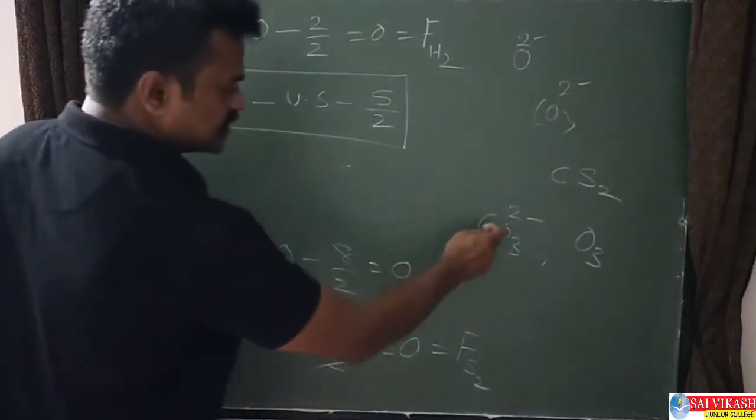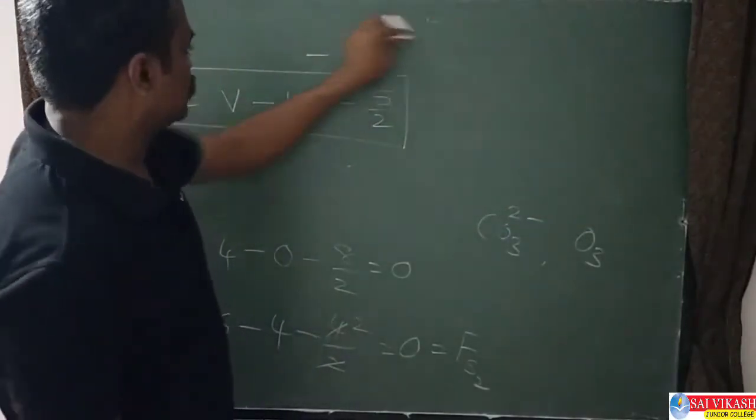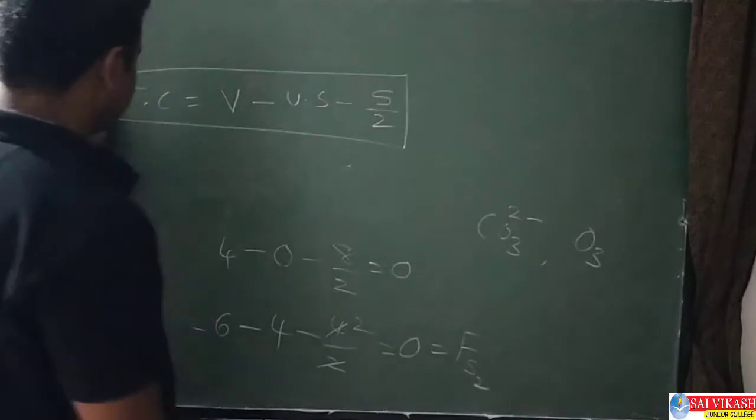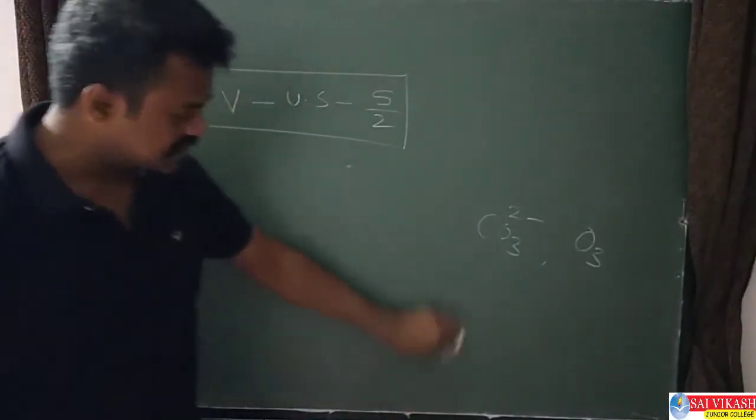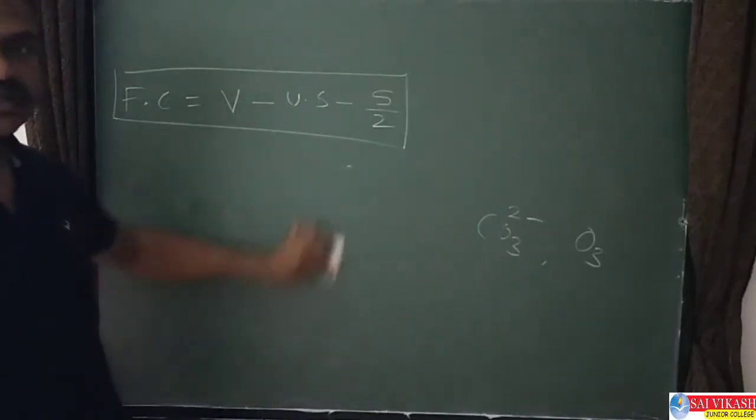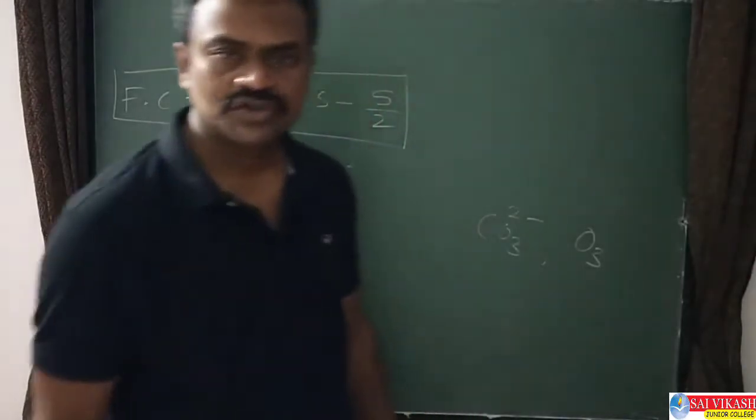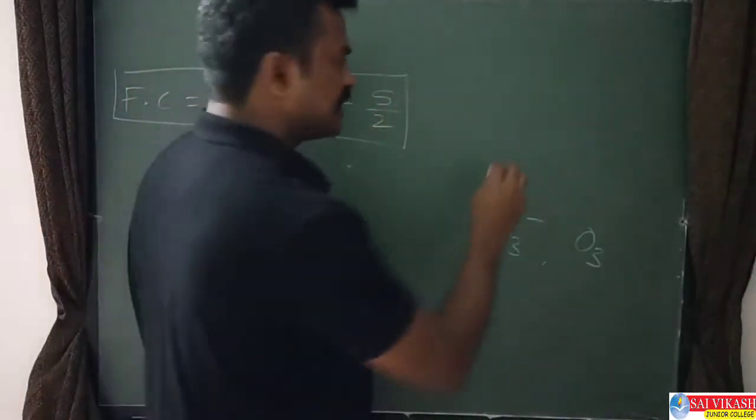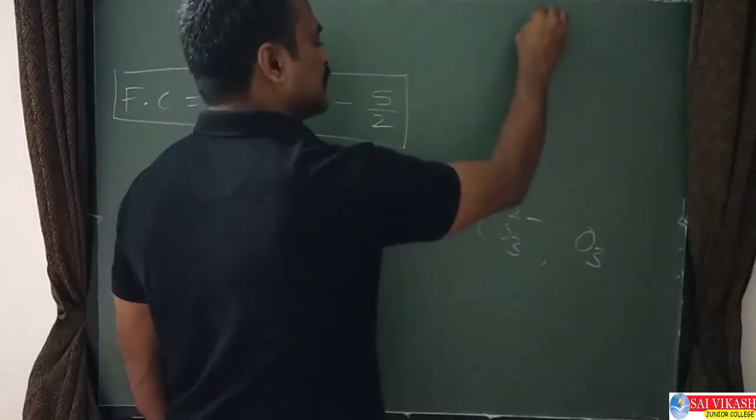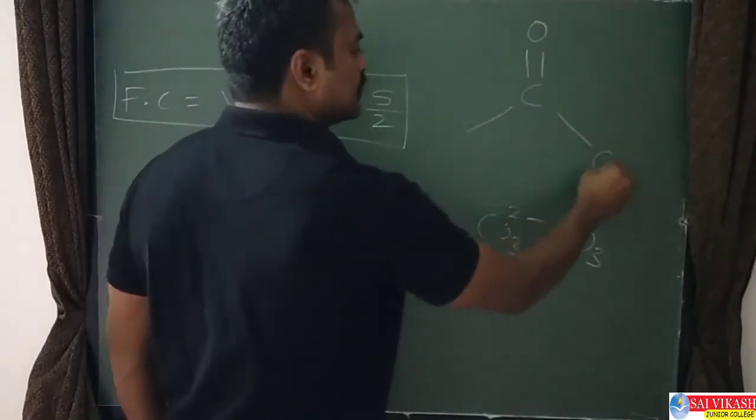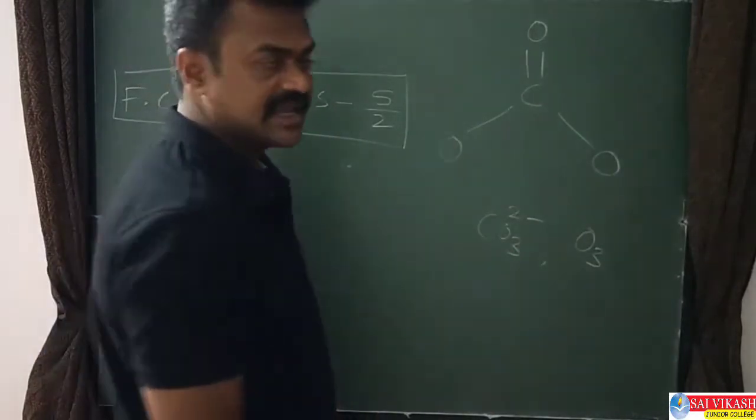Now coming to the CO3 2 minus formal charge, let's do it now. CO3 2 minus. You see this CO3 2 minus Lewis dot structure. Yesterday also I gave the Lewis dot structure of CO3 2 minus. This structure only I am giving here. See, so you will get the double bond like this. Here single bond. You will get CO3 2 minus Lewis dot structure, I gave already in the last class.